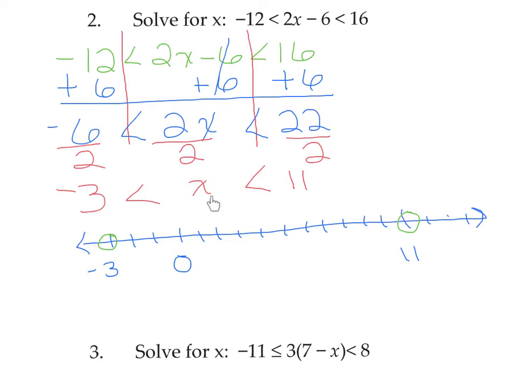Now to the shading, x is less than 11. So shade less than 11. X is greater than negative 3. So shade greater than negative 3. The interval, open for the left boundary at negative 3. Right boundary, open at 11.